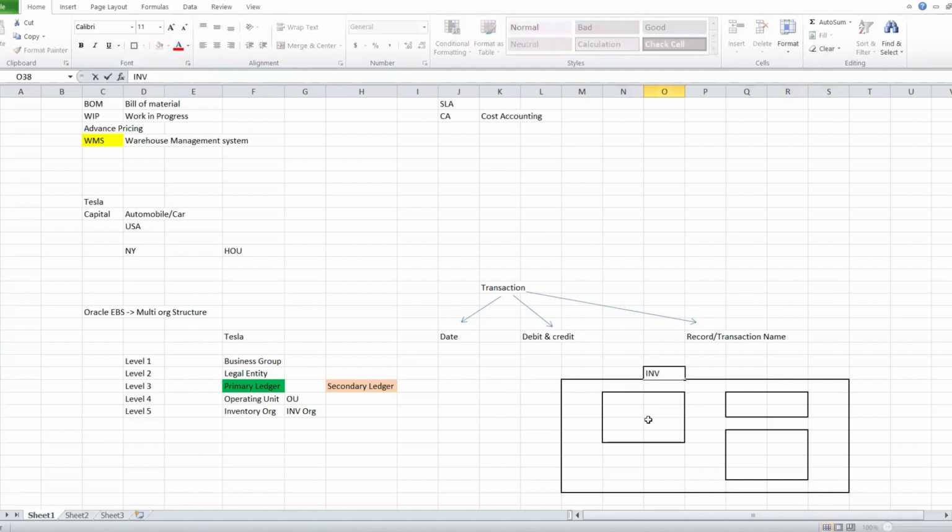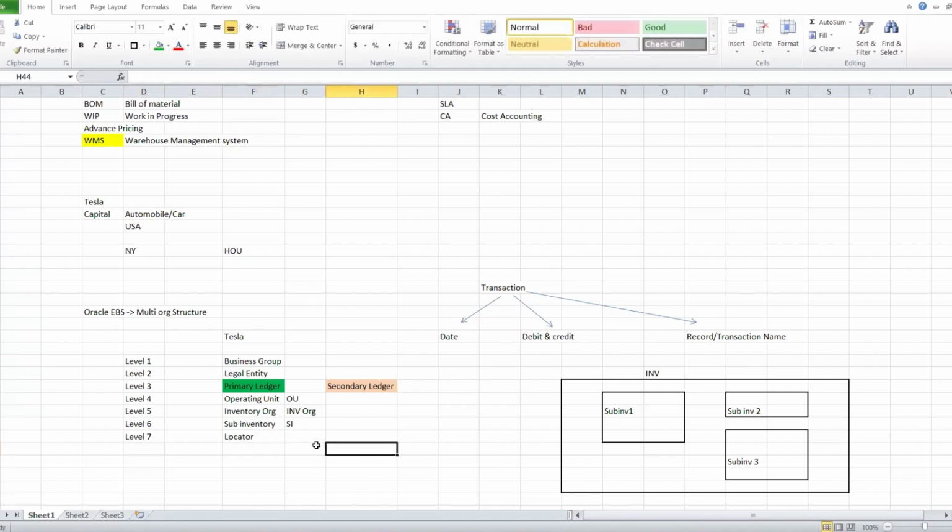This is the total inventory. Now, inside an inventory, there is a sub inventory. So we will call it sub inventory 1, sub inventory 2, and sub inventory 3. So level 6 will be the sub inventory, and we are calling it by the short name SI. And level 7 is the locator.